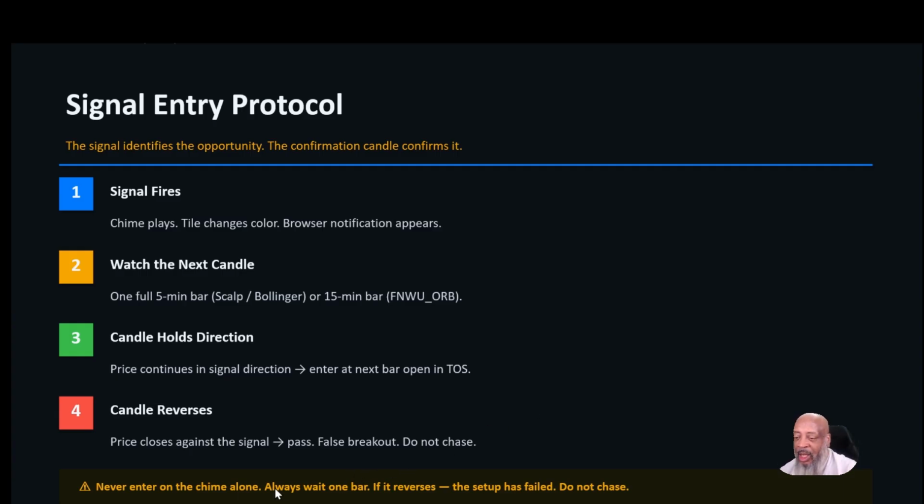Okay, down here, most important, never enter on the chime alone. Just get your confirmation first, then jump in. Okay, don't chase anything. Chasing is if something is falling and you think you should get in and get out real quick. They call that catching a falling knife. All you're gonna do is get cut. Don't do that. Use the discipline, follow the process, and then you'll be following the guidelines.